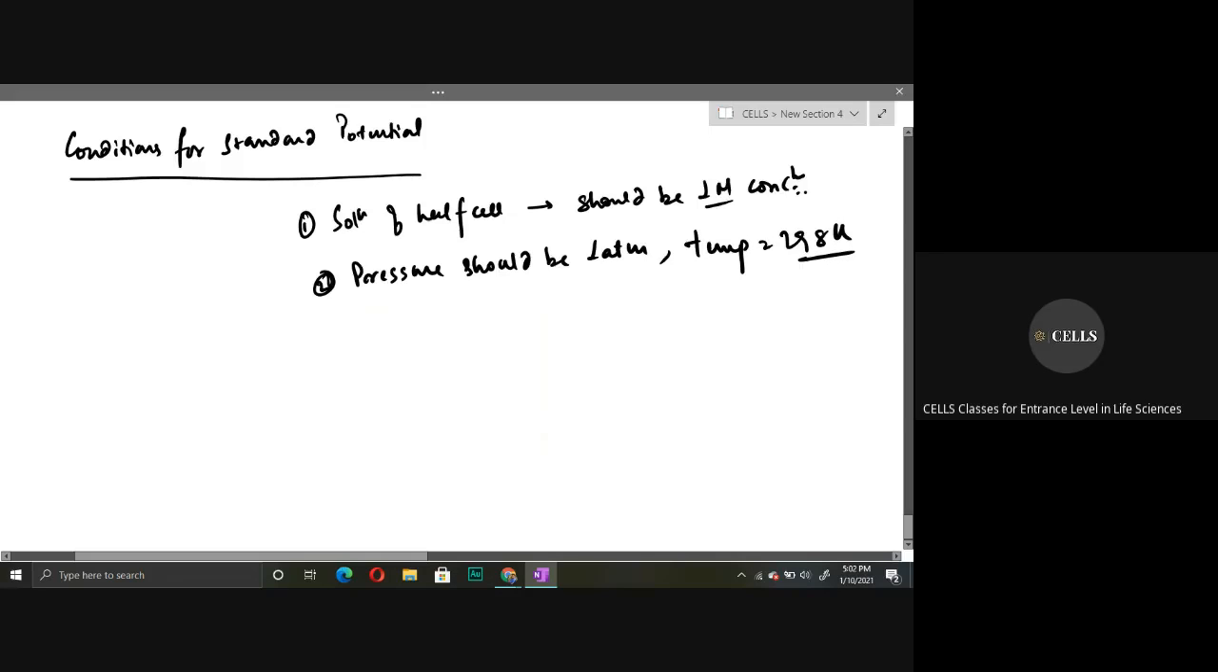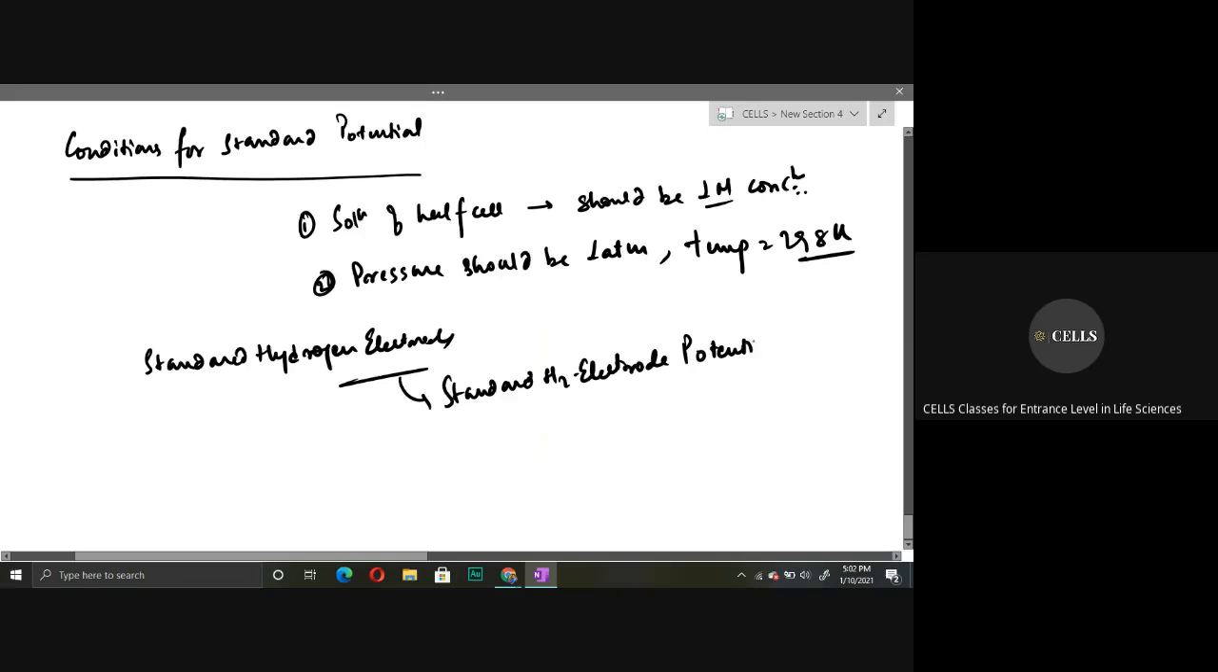For the standard hydrogen electrode, if the electrode is made up of hydrogen, the value of the standard hydrogen electrode potential is 0. For hydrogen, the standard electrode potential E0 value is 0.